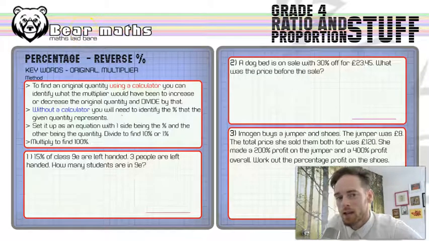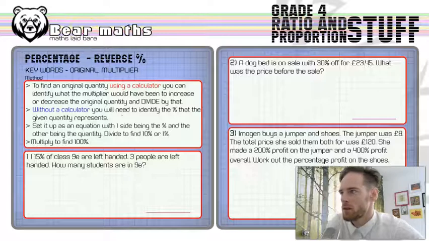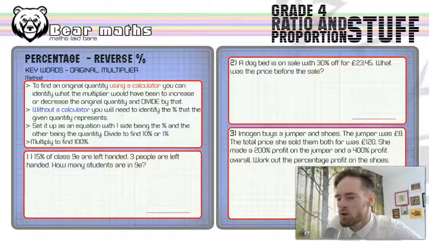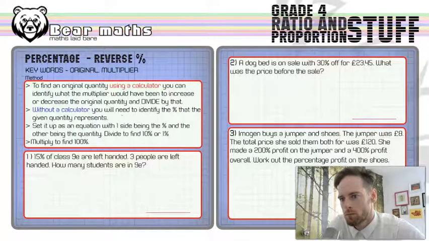This video is on percentage again, but this time we're talking about reverse percentage. Keywords here are original and multiplier. Now the original is the 100% value, what it was at the beginning. So we're working things backwards in these questions.